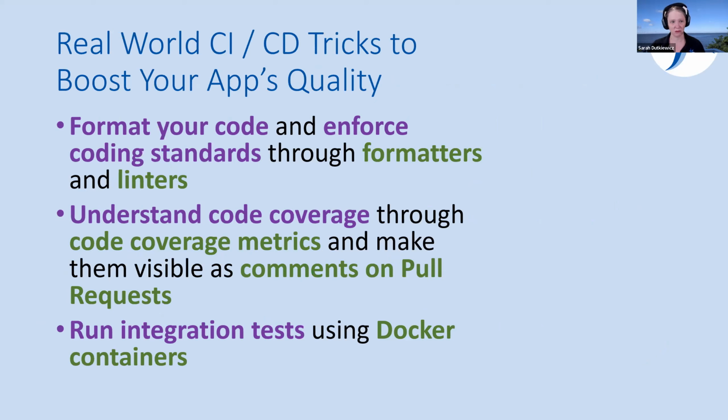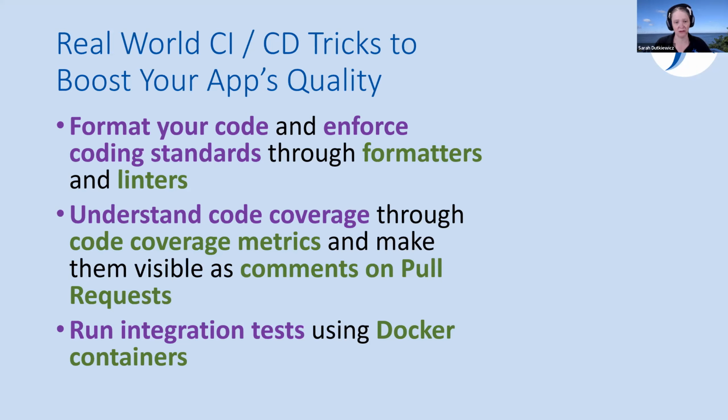We're going to talk about code coverage metrics and how you can add them to your pull requests. So let's say that you have an open source project that you're maintaining on GitHub, for example, and you have contributors who are going to submit PRs. You want to make sure that their PRs meet a certain code coverage metric, for example. We'll show you how you include that in your CI/CD. And then we'll also show how you can run integration tests using Docker containers in your CI/CD pipeline.